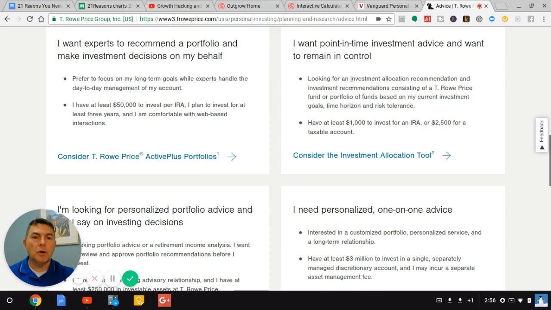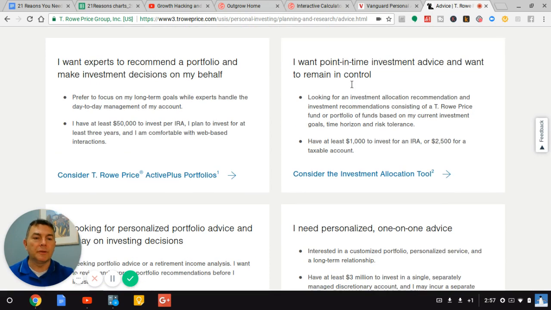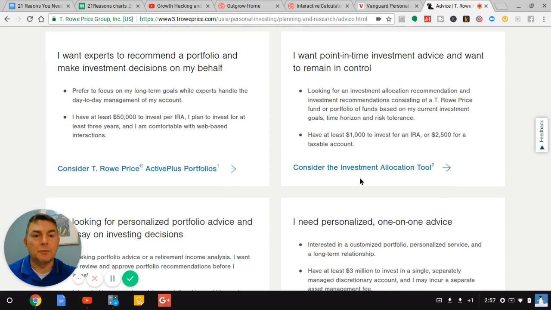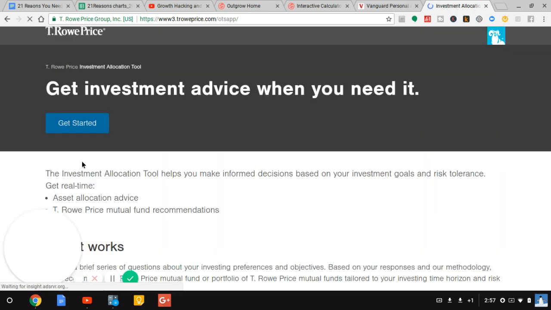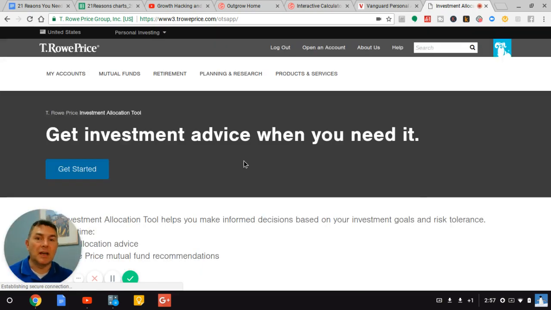So let's go over the first one that I did with USAA, which is the point in time or what I call self-directed one. So we're going to click on the investment allocation tool. We're going to hit program details. Now this did make you sign up, even if you're not a client. You can still sign in as a guest to get a model portfolio, I think. So, yeah, okay, it looks like previous to this I had to actually register as a guest to sign into their model here.